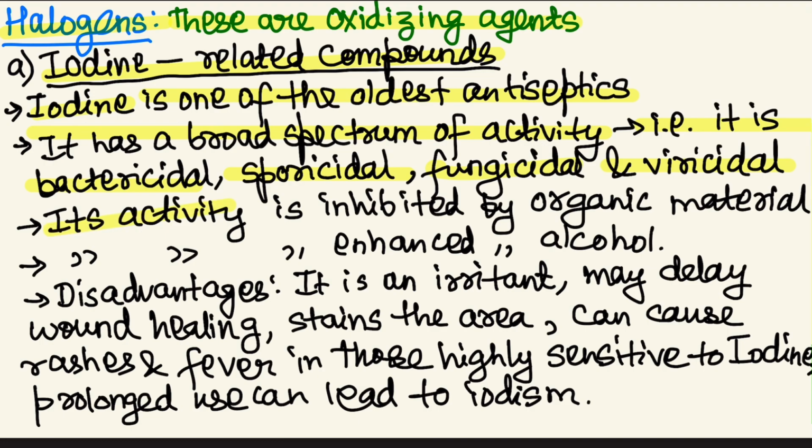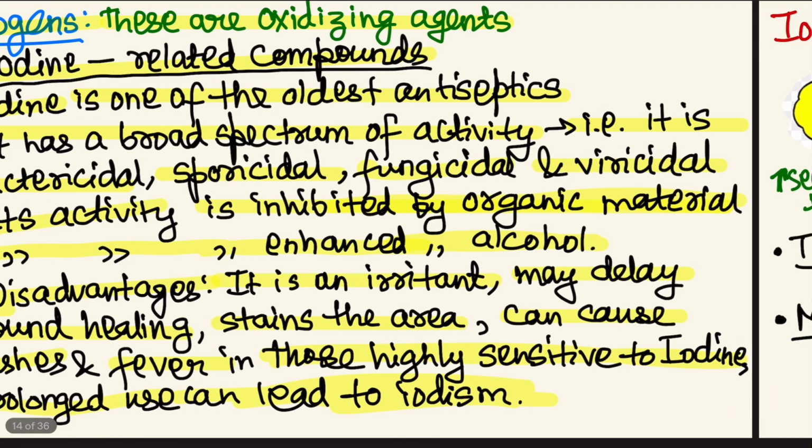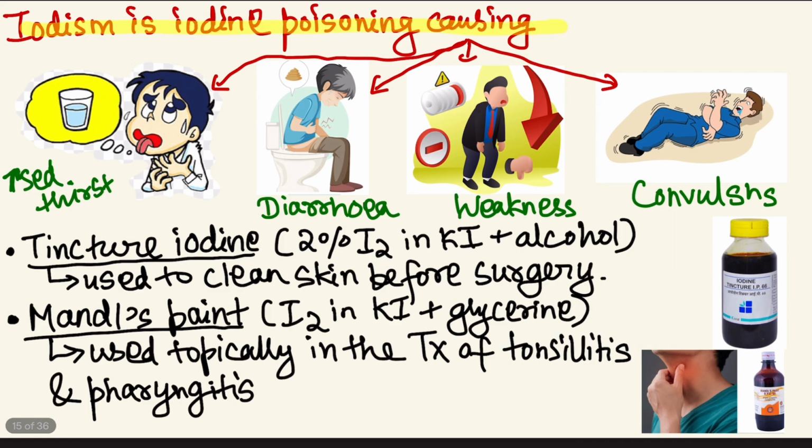Its activity is inhibited by the presence of organic materials such as pus, blood, feces, excreta, etc. And its activity is enhanced in the presence of alcohol. The disadvantages of iodine are that it is an irritant, it may delay wound healing, and it stains the area. It also causes rashes and fever in those individuals who are highly sensitive to iodine. Prolonged use of iodine can lead to a condition known as iodism. So what is iodism? Iodism is basically iodine poisoning, which is characterized by increased thirst, diarrhea, weakness, and convulsions.